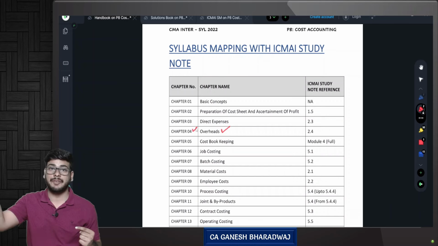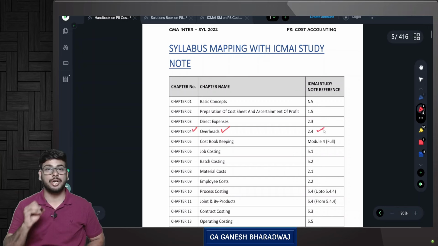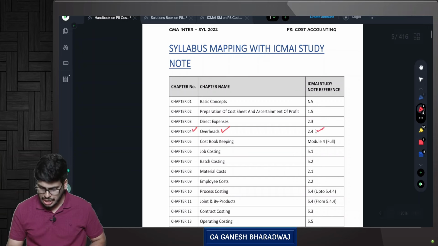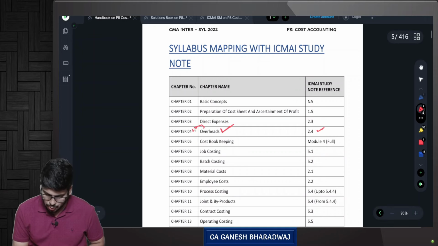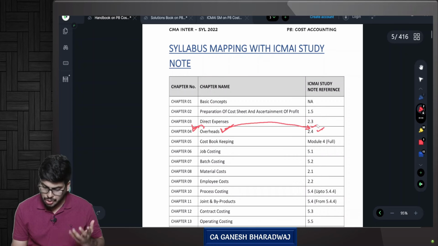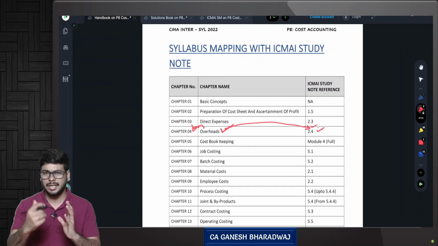If you want to refer the CMA Institute study note, you should go to module number 2.4. I told you they have a concept of section, module, submodule. So, module number 2.4. Basically, for any chapter you can refer to our book, or if you want to refer to the institute study note, you can also readily refer to it, and the reference has been given for your easy reference purpose.